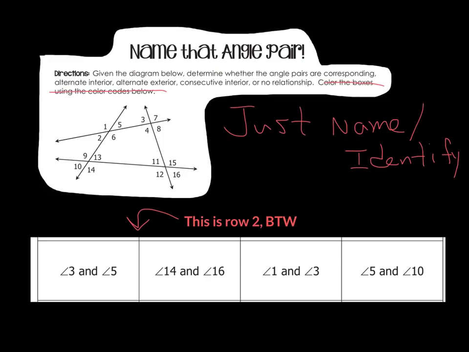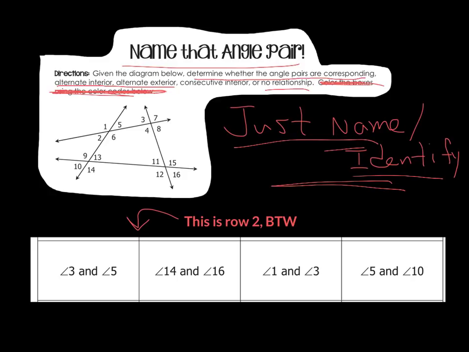The last section asks you to name that angle pair. Given this diagram, I would like you to determine whether the angle pairs are corresponding, alternate interior, alternate exterior, and so on, or no relationship. There's no need to color the boxes unless you want to grab some colored pencils, and feel free to do that with the instructions that I cropped out over here. All I really want you to do is name and identify them.